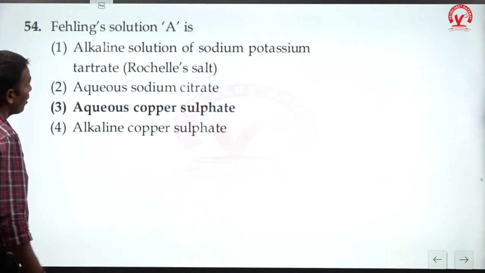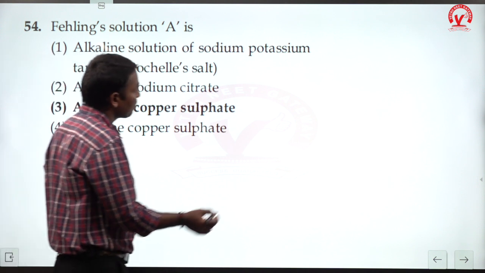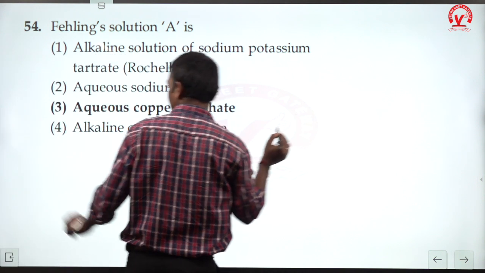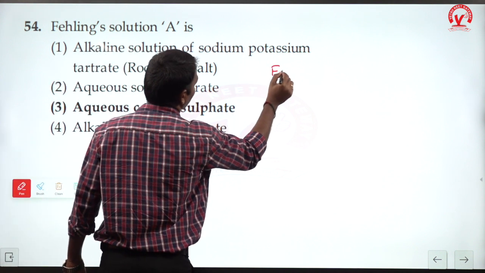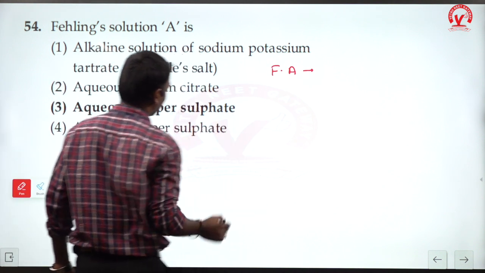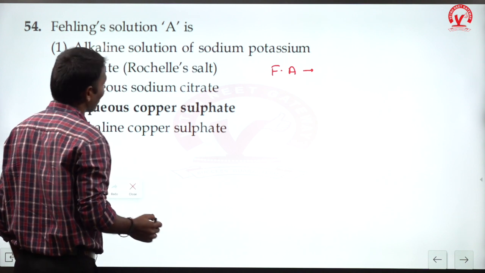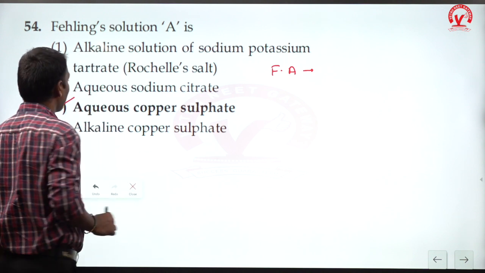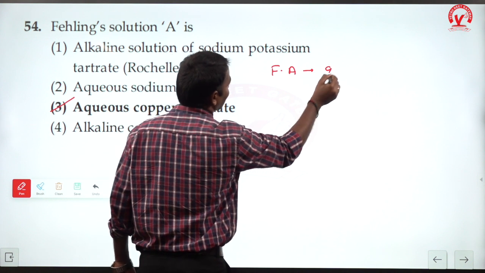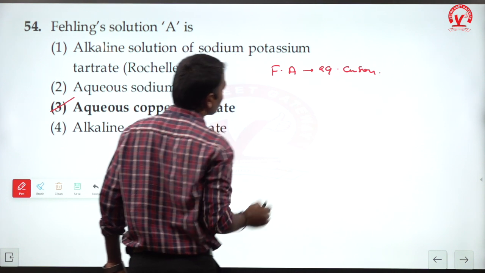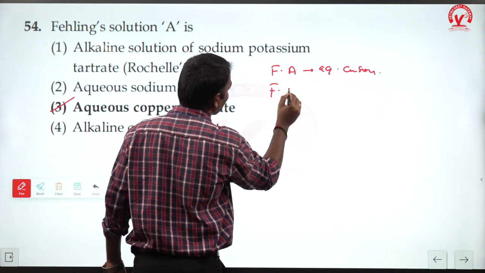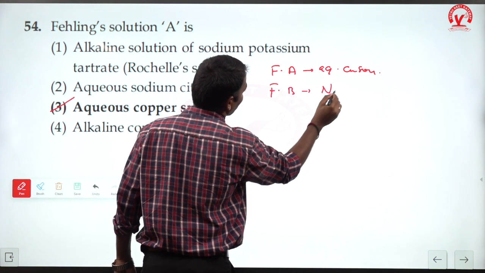Fehling's solution A is aqueous copper sulfate. Fehling's solution B is sodium or potassium tartrate.